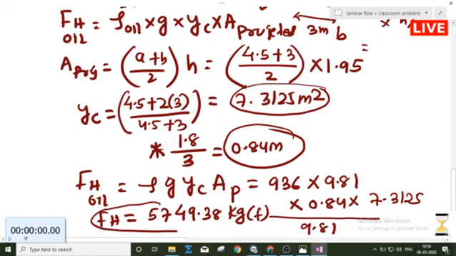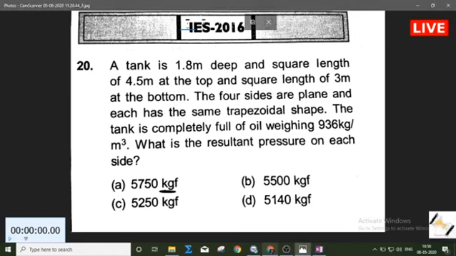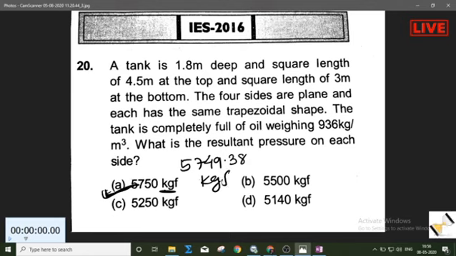What is the correct answer for this one? The correct answer will be approximately 5749, option A. Actually, the correct answer is 5749.38 kg force. The correct answer is option A.